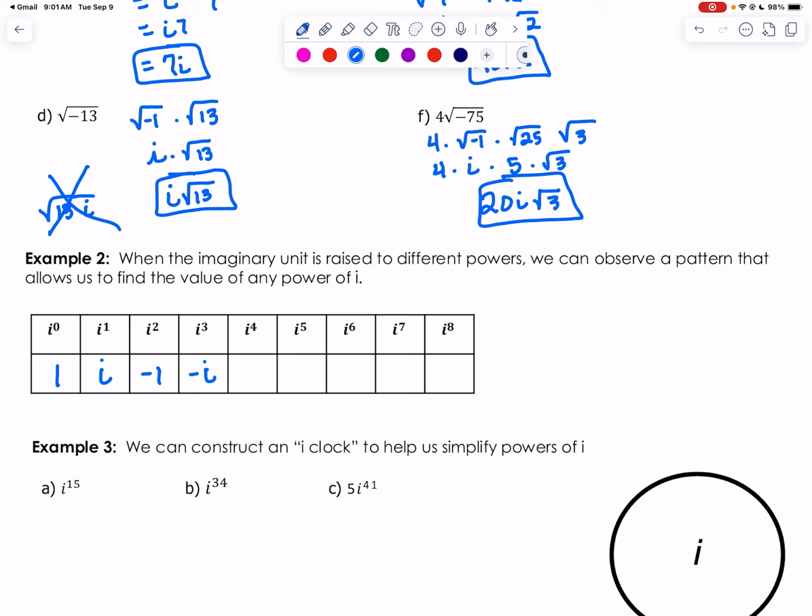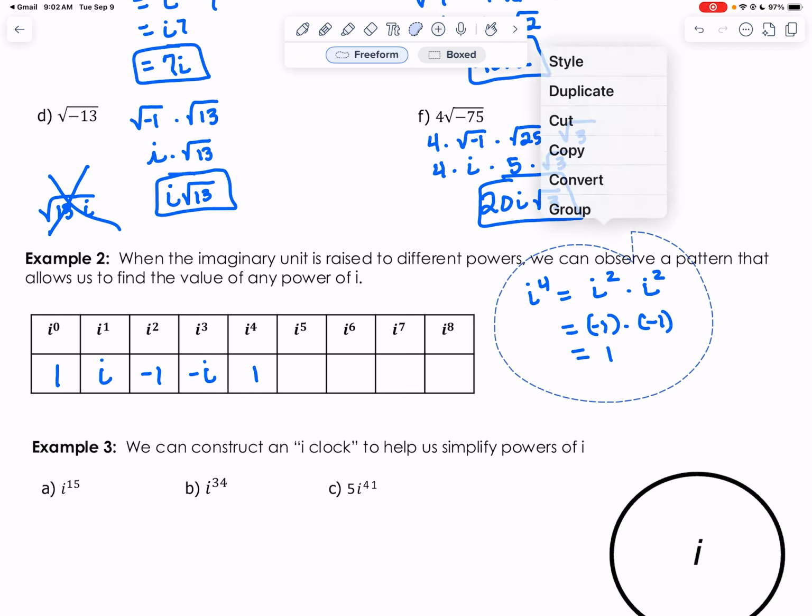Now, i to the 4th power, let me write this down, could be the same thing as i squared times i squared. And we already know that i squared is negative 1 times negative 1. So negative 1 times negative 1 is positive 1. So I know that i to the 4th power is positive 1.